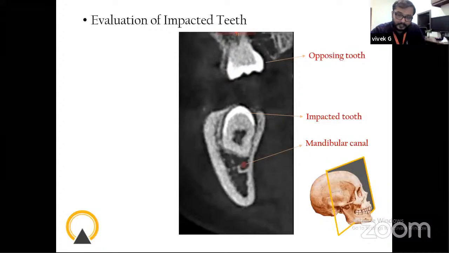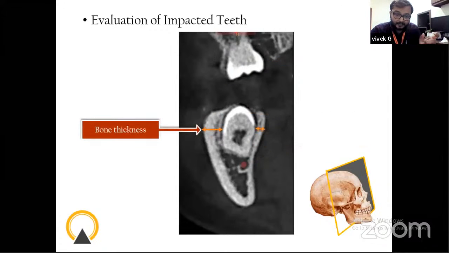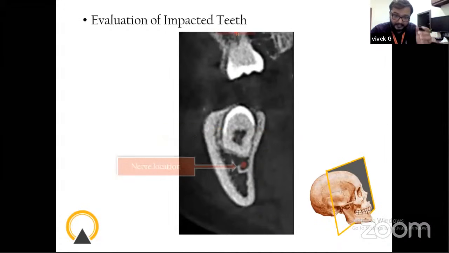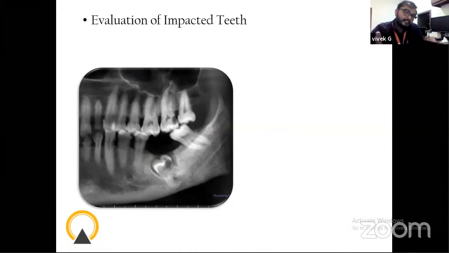The opposing tooth can be visualized if it is taken in that field of view. The tooth position and the thickness of the buccal and cortical plates can be visualized. The nerve location and how far it is from the tooth can be localized. In this particular case, you can see that the superior border of the nerve is thinned out. That is, there is a very close proximity with the tooth. So that is evaluation of an impacted tooth; here again there is another case.